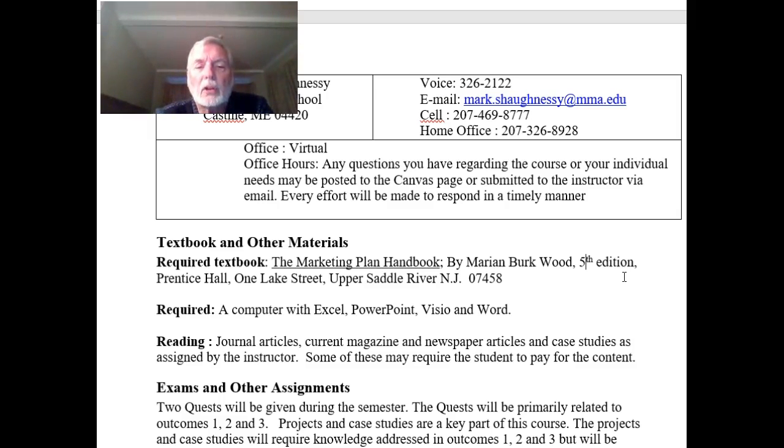You do need a computer. You need Excel, PowerPoint, Visio, and Word on your computer, and if you don't have current versions of those, I believe that with your tuition you can get free copies from the MMA IT department, the current version, whatever it is, Office 16 I think is the current version.